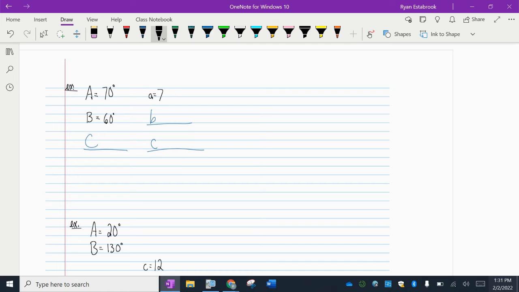I mentioned earlier that this section is a lot more concrete than the previous stuff, and here's what I mean. There is a triangle, triangle ABC. We know that the measurement of angle A is 70 degrees. The measurement of angle B is 60 degrees. And the length of little a that's across from this one is 7.